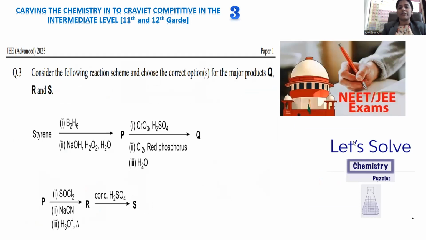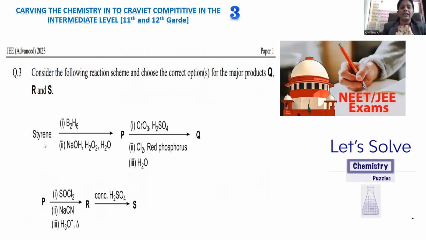Question number 3 is given from the previous JEE Advanced Question Paper 2023. Consider the following reaction scheme and choose the correct option for the major products Q, R, and S. It is a stepwise reaction. A series of reactions are carried over here. You have to identify what is the outcome at point Q, what is the outcome at point R, and the final product S. Let's see.